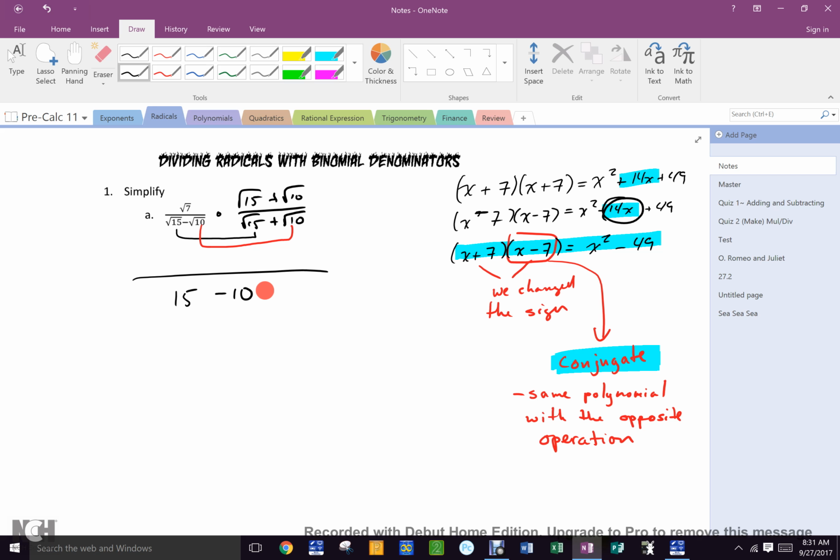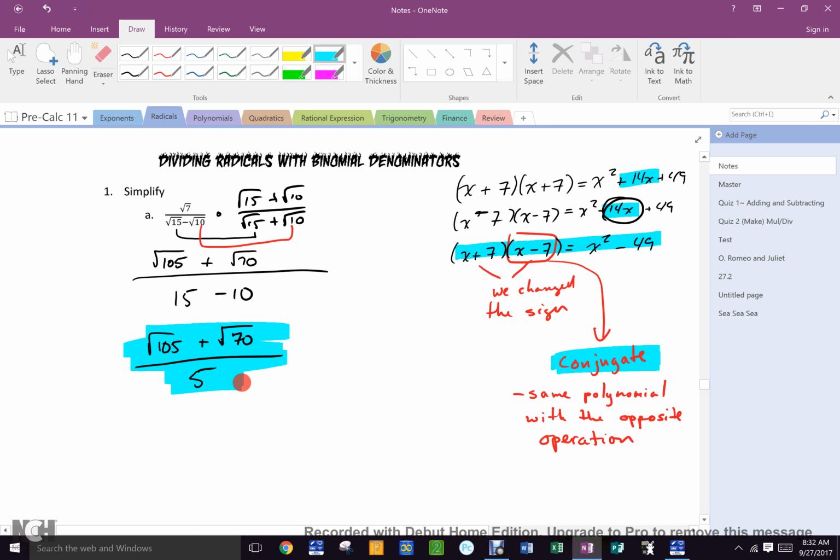But am I done? Of course not, because I've got to deal with the top. Root 7 times root 15 is root 105. Plus root 7 times root 10 is root 70. And then, of course, I simplify anywhere I can. Root 105 doesn't simplify. Root 70 doesn't simplify. But I'm over 5. Does everybody see how it works? More importantly than seeing how it works, because all it is is FOIL, do you see why it works? You already knew all this stuff from 10th grade.